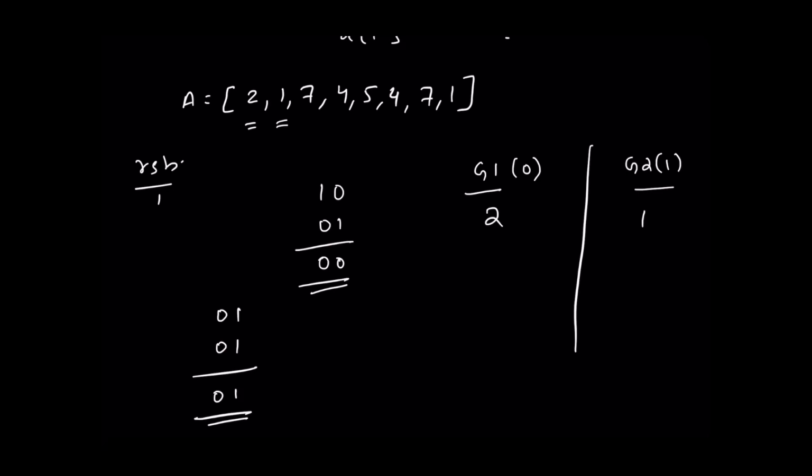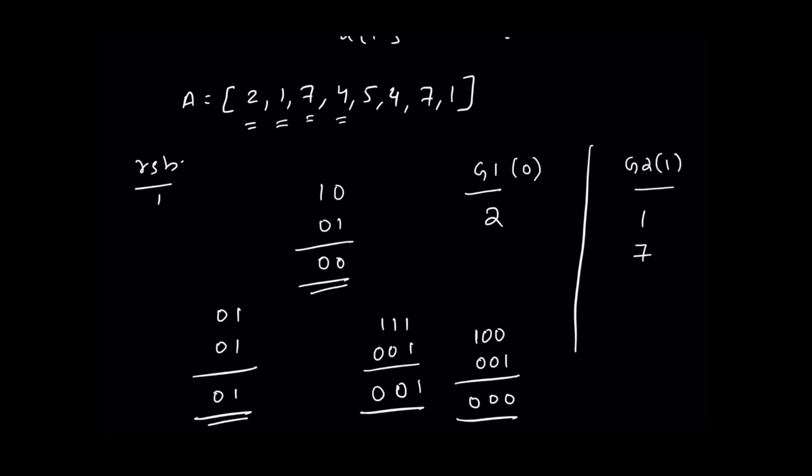Okay. Now let's come to 7. So 7 is 1 1 1. What is my RSB? 1. Do an AND. This is non-zero, so it will land in the other group. Okay. Next element is 4. Now 4 is 1 0 0, and 0 0 1 is my RSB. Do an AND. So I get 0, so it will land in group 1.